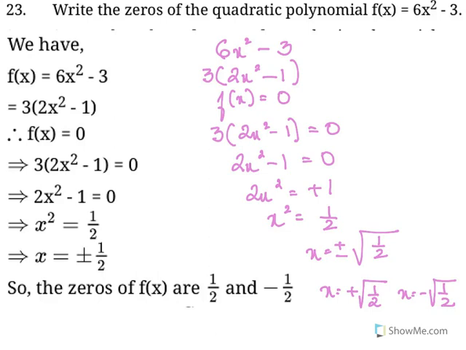So here we have 6x square minus 3, we take 3 common out. So to find the zeros, we do f of x equal to 0. Next, we have 2x square minus 1 equal to 0, x square equal to 1 by 2, so x equal to plus or minus under root of 1 by 2, so this is your answer.